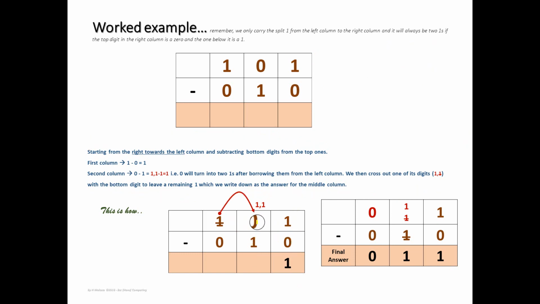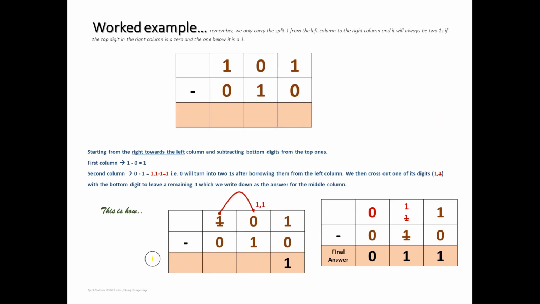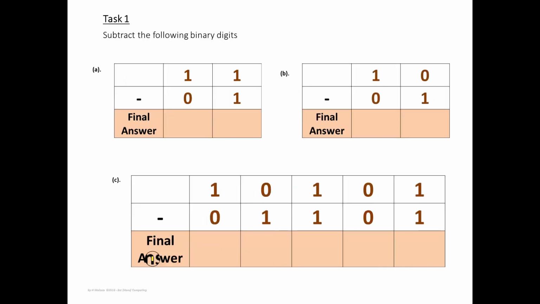If there's a 0 and there's a 1 underneath, you borrow 2 ones from the left, and this is cancelled as a 0. Okay, so we're moving on. That's task 1. If you can, please pause the video and try task 1. C is a large number, so just remember the principles. Taking you back, that's how it's done. I'm going to move on to the answers in a minute.